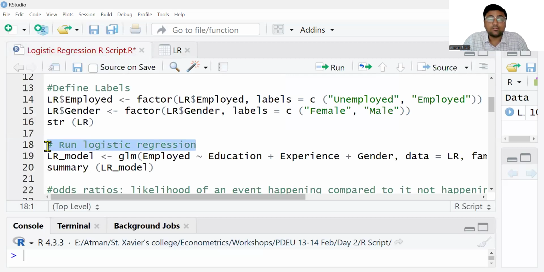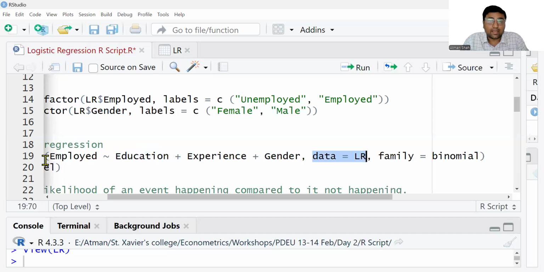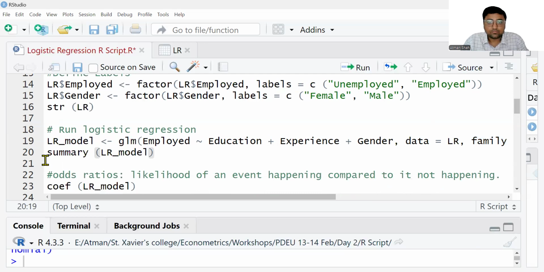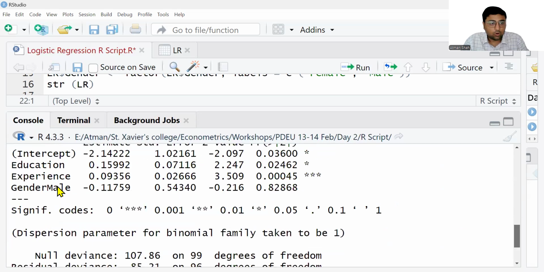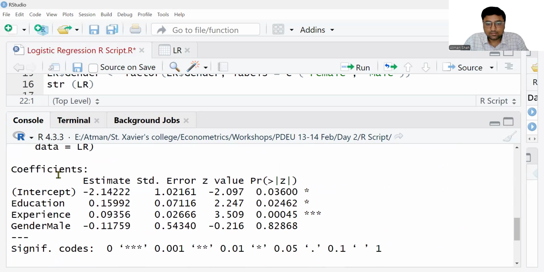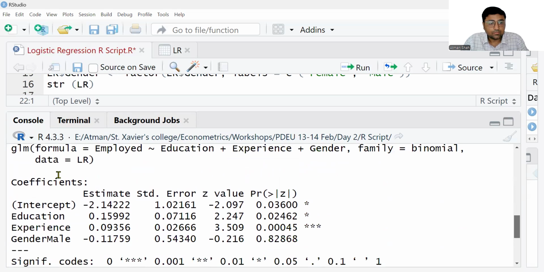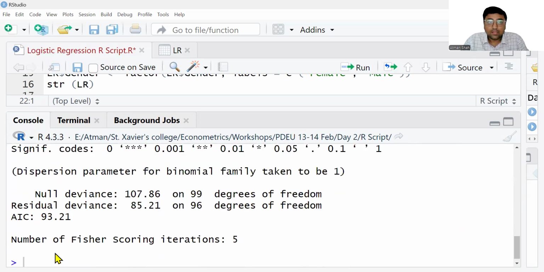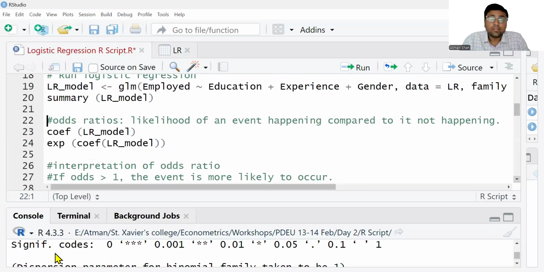Now we run the logistic regression. Suppose our model is LR underscore model. Instead of using the LM command, now we are using GLM. In GLM, employed is our dependent variable. Education, experience, and gender are our independent variables. Then we have data is equal to LR and family is equal to binomial. Run it and then summary. Here we have the summary of the model: coefficients, null deviance, residual deviance. Now, instead of interpreting the variables' coefficients directly, we need to find the odds ratios.